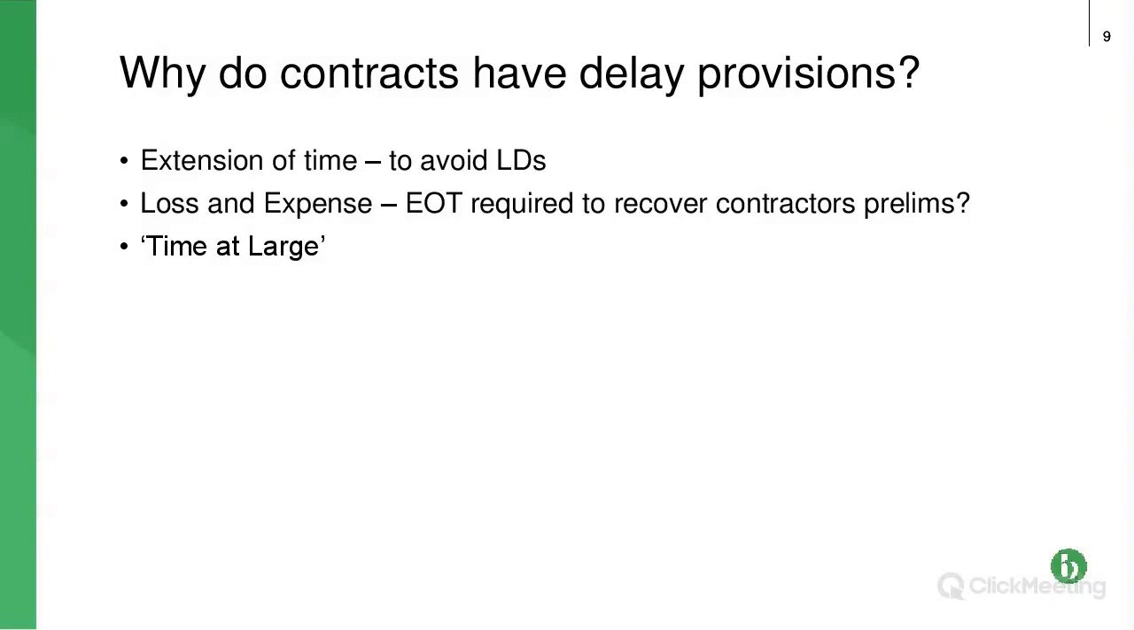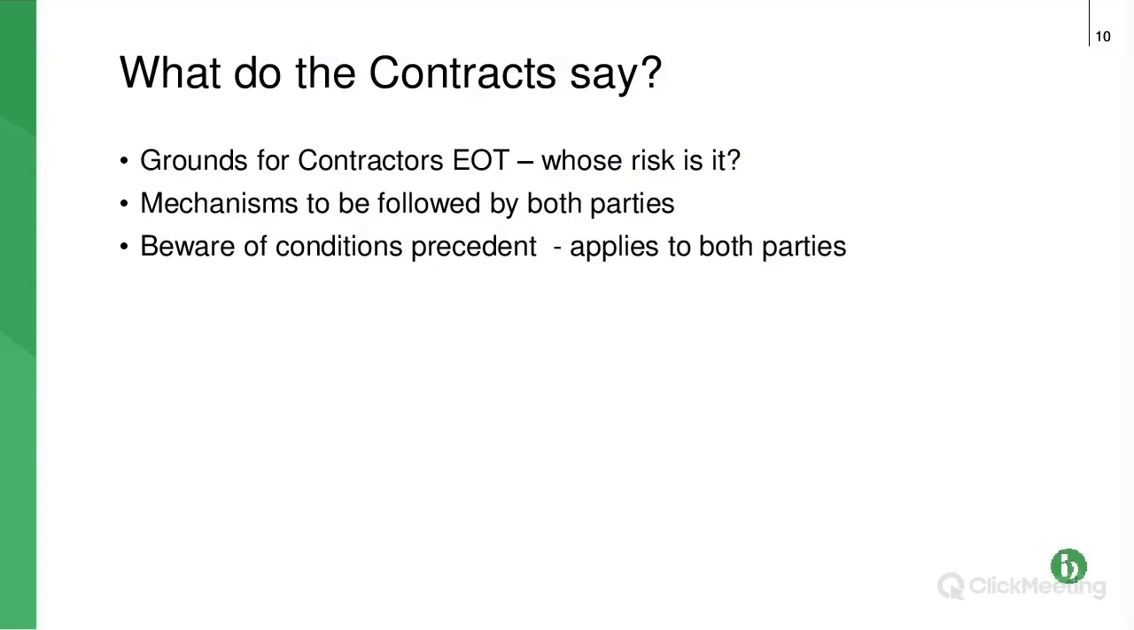So I'm not going to cover time at large just yet. So contracts, what do they say? Well, typically they have both grounds to determine when the contractor gets an extension of time. So who's taking the risk for these items that the contractor can prevent, the employer can prevent, and that mid-ground. And then we have mechanisms that both parties have to follow, procedures to go through and to comply with, to get the extra time and the extra money.